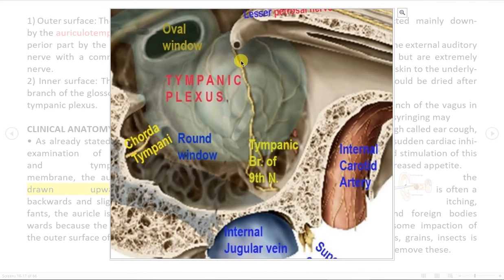Now this plexus will terminate in the lesser petrosal nerve on the roof of the middle ear. It will go out, then it will have a further course.